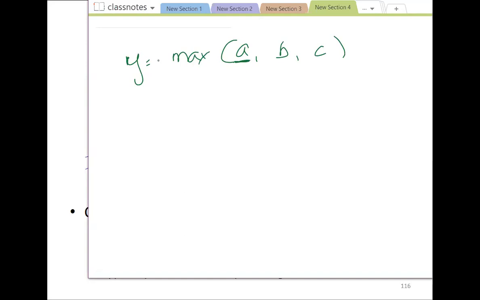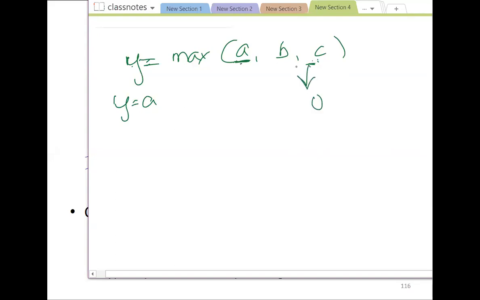Anyone? What's the output going to be? A. So y equals a. Now remember, the derivative says how much y is going to increase if I perturb these values by a little bit. So what will the derivative with respect to c be in this case? Anyone want to take a guess? 0. Yeah, because c is not the largest value, so perturbing it by a tiny amount is not going to change y. y is going to stay with a, correct?